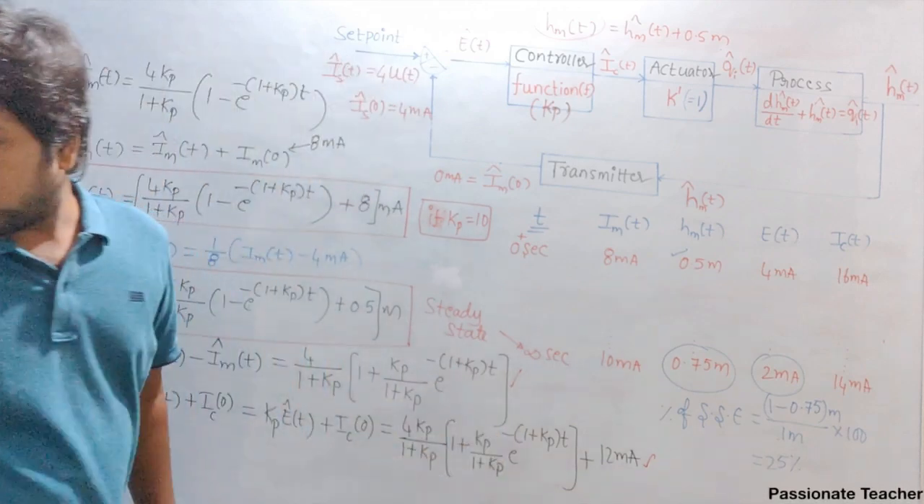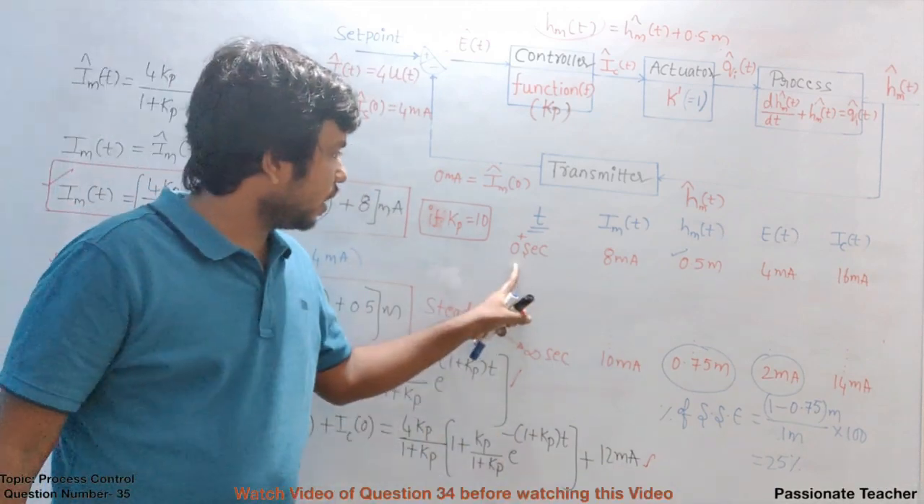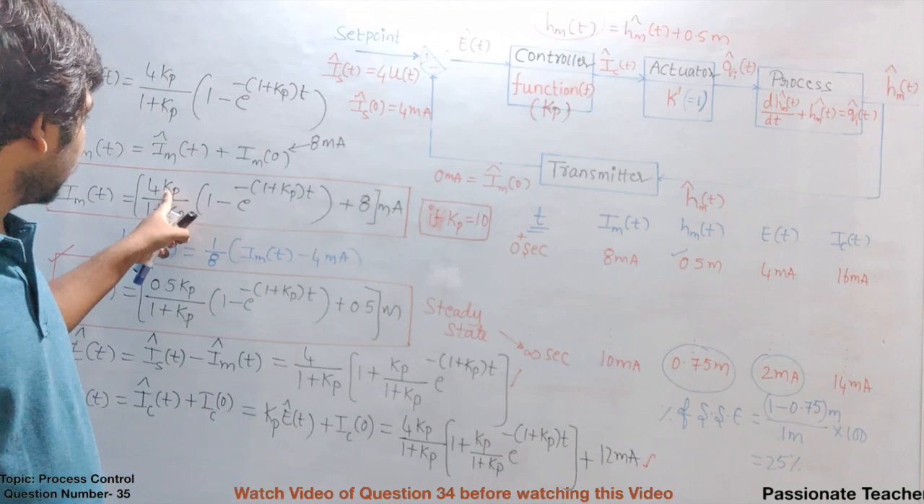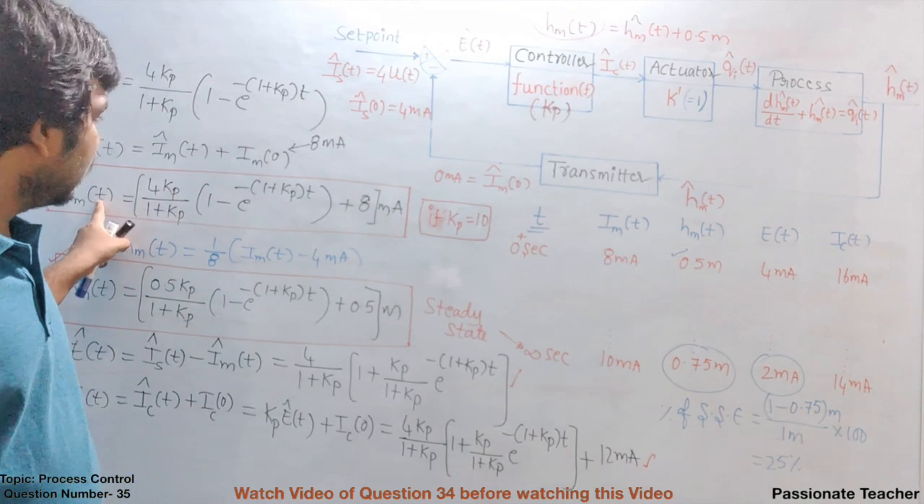if you want to know what the values are at 0.1 second, take Kp equal to 10 here and substitute the value t equal to 0.1 second.